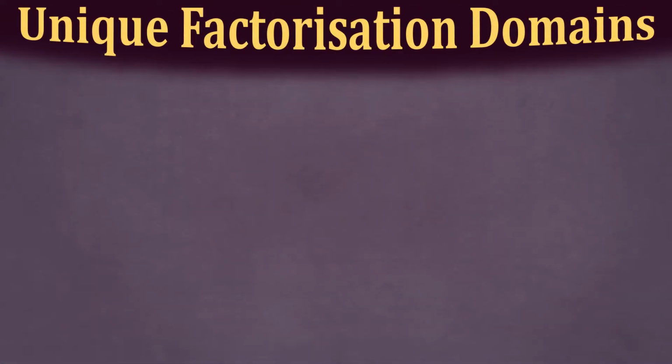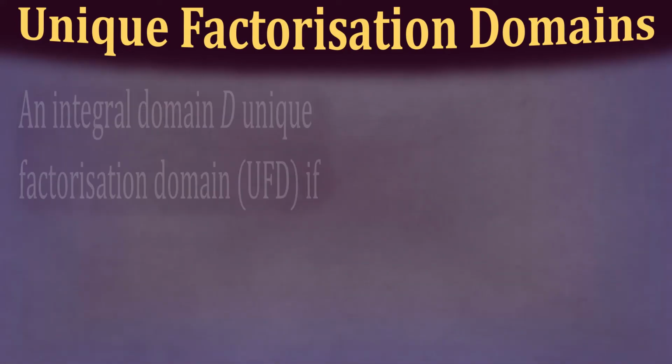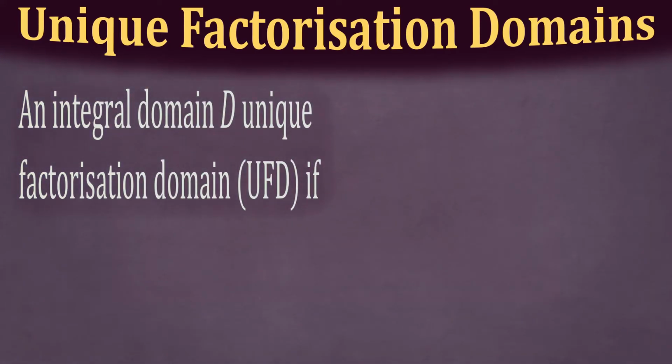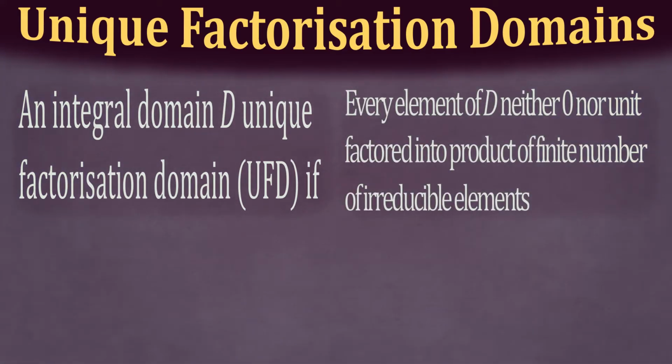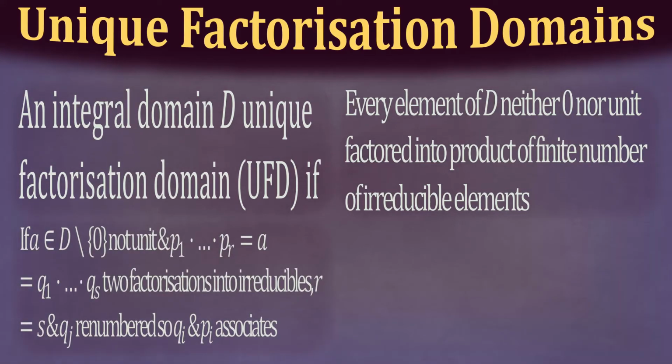Now, let's move on to defining unique factorization domains. An integral domain D is a unique factorization domain, or UFD, if first, every element of D that is neither 0 nor a unit can be factored into a product of a finite number of irreducible elements. Second, if a is in D, nonzero and not a unit, and p1 up to pr equals a, which equals q1 up to qs, are two factorizations into irreducibles, then r equals s and the qj can be renumbered so that qi and pj are associates.